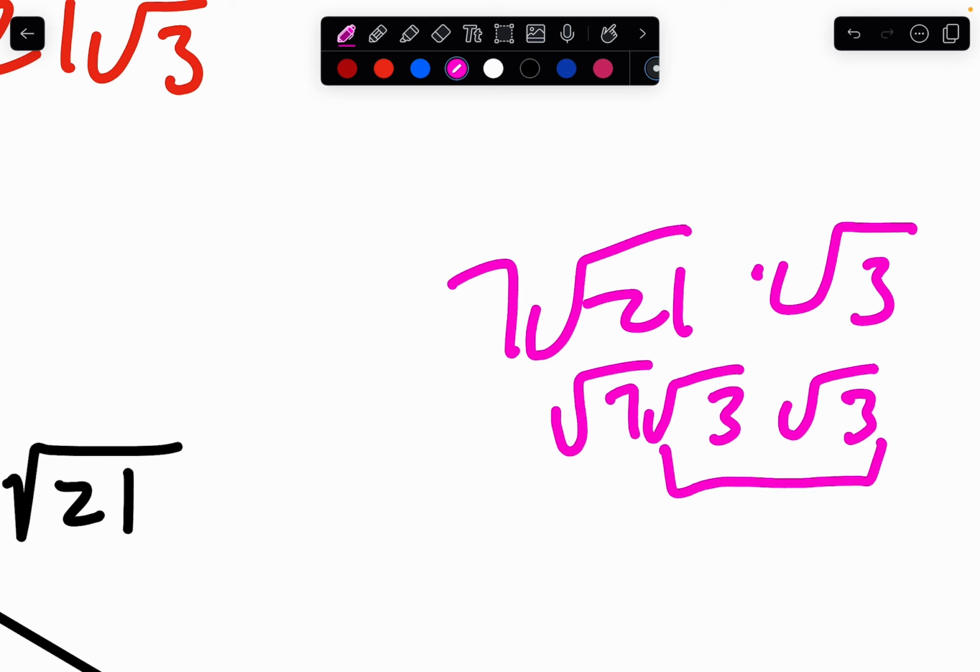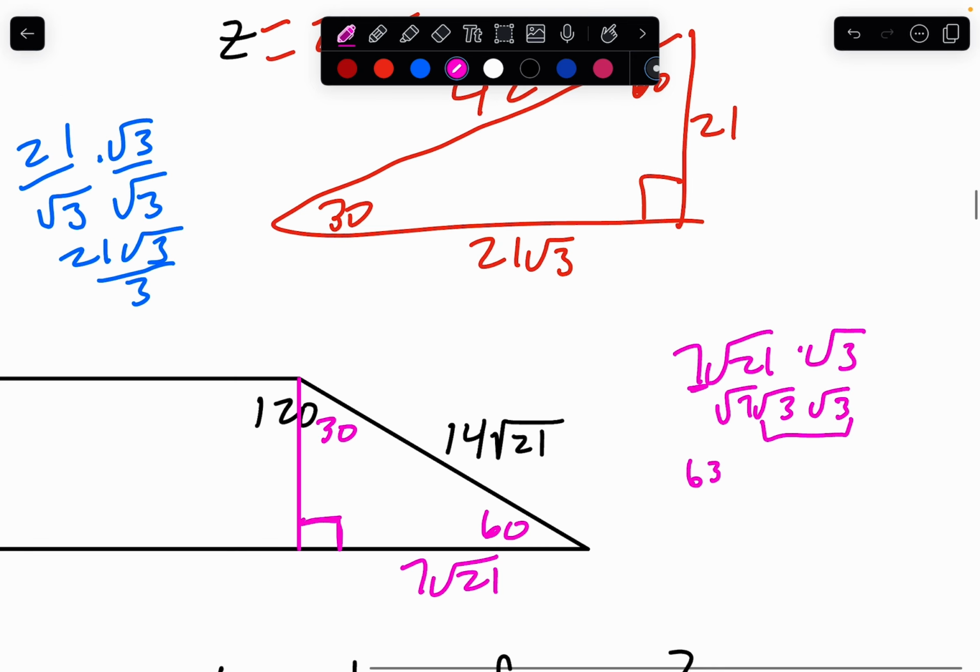Why do we do that? What is root 3 times root 3? It's whole number 3. Times 7 would be 63. No, it wouldn't. Whole number 3 times 7 would be 21. And then we would still have a root 7 on the inside. So this would be 21 root 7. Oh, that's interesting. 7 root 21 times root 3 is 21 root 7. That is fun. I haven't seen something like that really happen before.